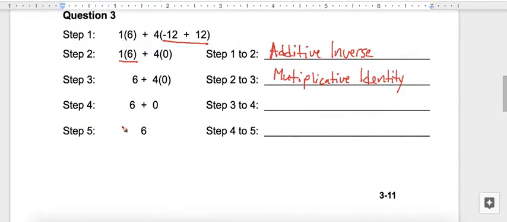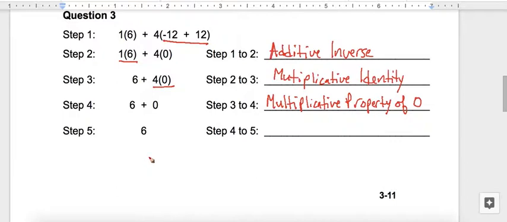And now we got to study how to get from step 3 to step 4. So we notice the 4 times 0 was replaced with a 0. So anytime you multiply something by 0, you get 0. That is called the multiplicative property of 0.